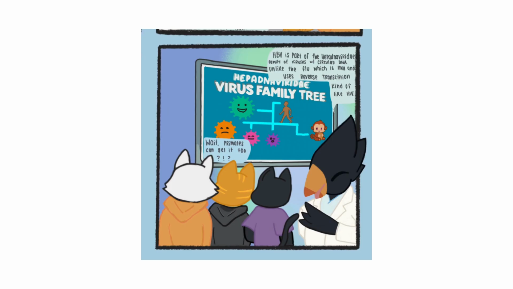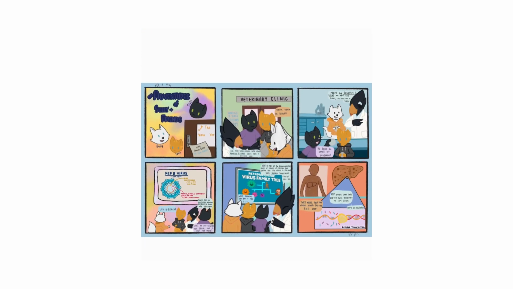Let's take a look at a virus family tree. HBV is part of the Hepadnaviridae family, viruses with circular, partially double-stranded DNA. Unlike the flu, which is RNA, it uses reverse transcription, kind of like HIV. "Wait," states Tony. "Does this mean that primates can get it too?"